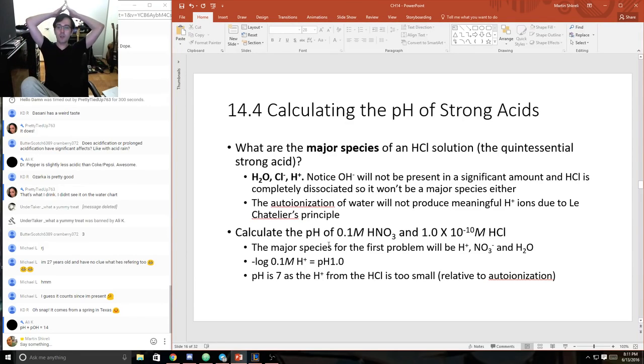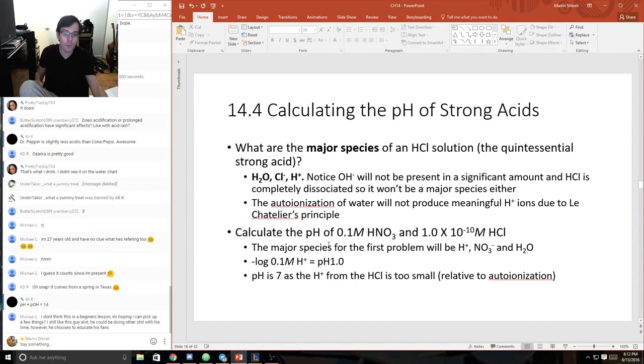So when we look at these strong acids like hydrochloric acid, we have to understand what are the major species of this solution. This is what the book always asks you to do as the first step, and they really like this kind of concept of listing the major species first, and I like it as well. And so the easiest way to do it is water will be the major species, of course, because it's an aqueous solution. And then we'll have protons and we'll have the chlorine ions. So why don't we have any OH ions?